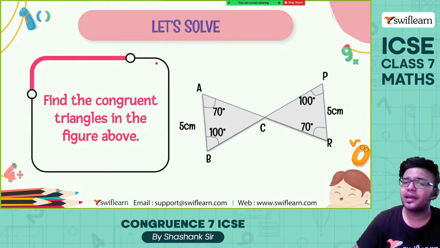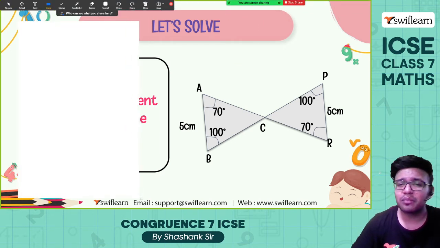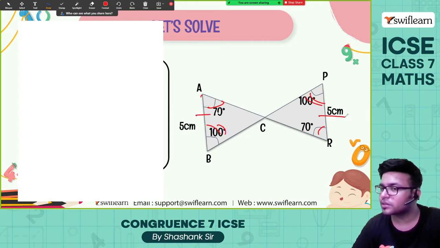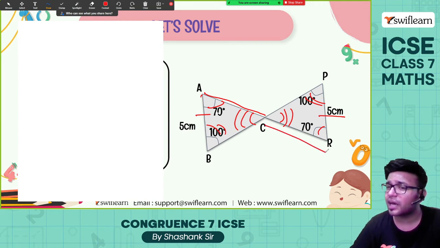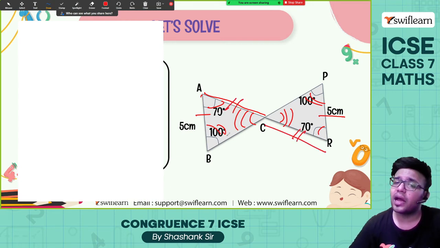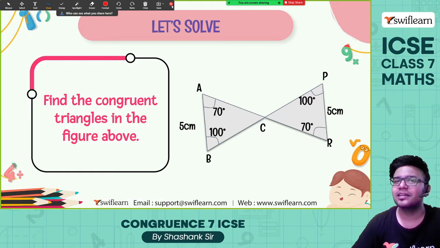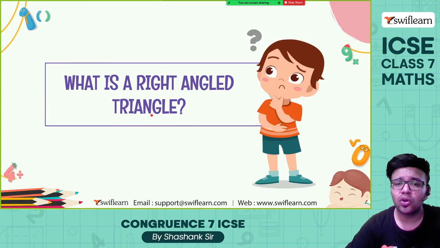Congruent, what does this mean? We already know that this angle and this angle are the same, and this angle and this angle are the same. This side is equal to this side. What about the remaining angle? This is also the same because they are congruent. What about the remaining two sides? AC is equal to CR, and BC is equal to CP. All the three sides and all the three angles are the same as the other triangle. This is the meaning of congruence.